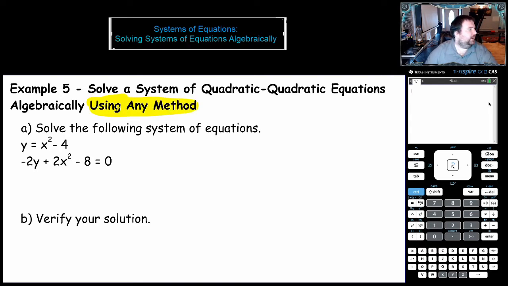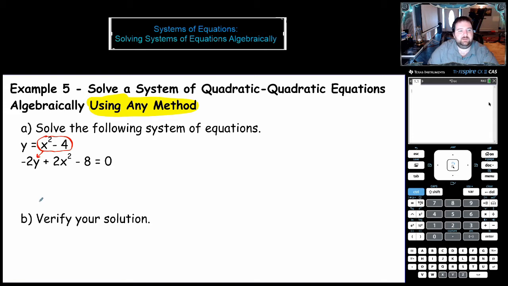So I'm going to go ahead and try this one out here. So we have y equals x squared minus 4, and we also have negative 2y plus 2x squared minus 8 equals 0. So the first step of solving any equation like this is to think, what's easier, substitution or elimination? Now I can see I've already got my y value isolated, so I could take this, y is equal to this, and I could just plug it in there.